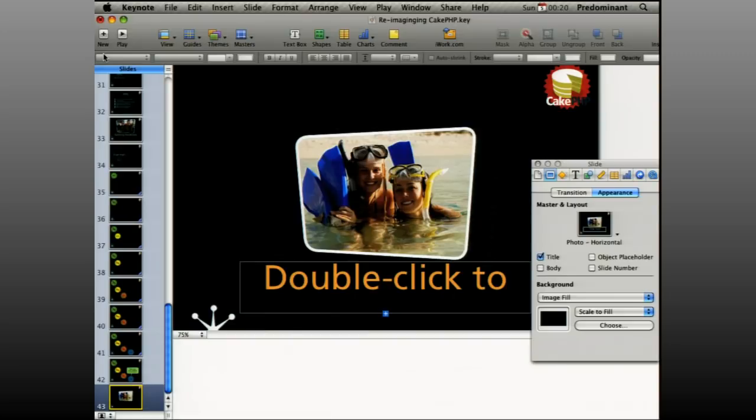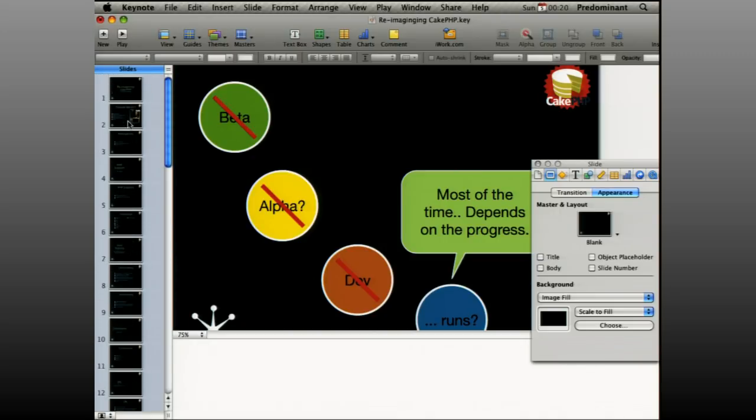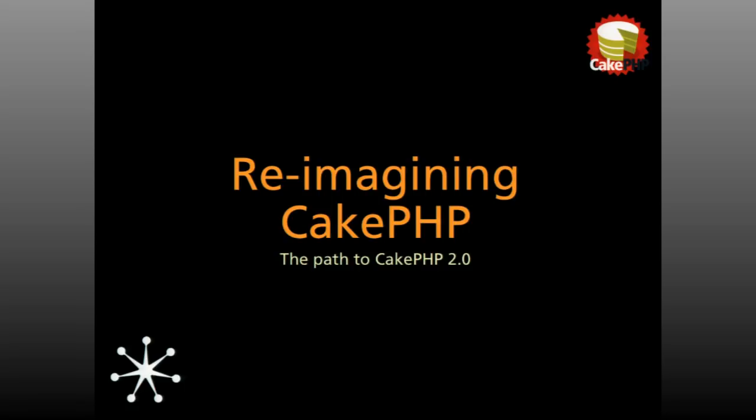So that covers it for me. CakePHP 2.0 and our motivations towards the development we're doing there. Does anyone have any questions about what I've done there, what I've talked about?